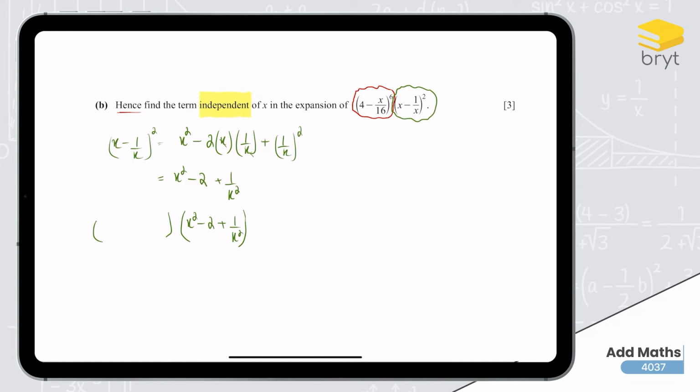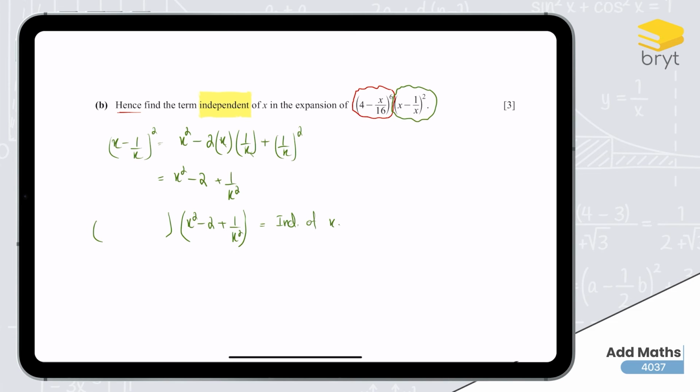Towards the end we want the term that is independent of x. So what exactly are the terms that we need to multiply so that towards the end we get the term that is independent of x? That means x should just cancel out. There should be no x.